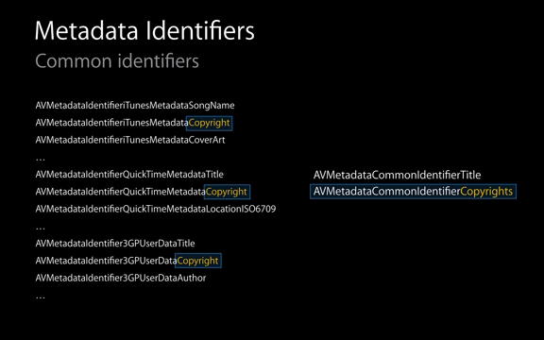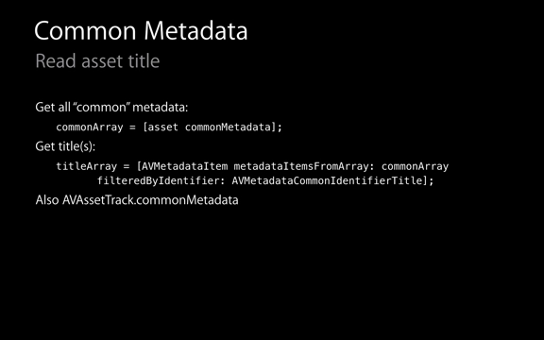So if we go back to our example where we're looking for our iTunes song name, if we don't actually care that the title of our asset is stored as iTunes metadata, and we just want a title so we can display it somewhere, you can ask the asset for its array of common metadata. And this is all the metadata items that can be represented using a common identifier. And then you use that same filtering method we've been using to filter down to just the ones that have the common identifier title, and you can go from there with your title. And also worth noting is that AVAssetTrack has the same property, common metadata, so you can do the same thing over there as well.